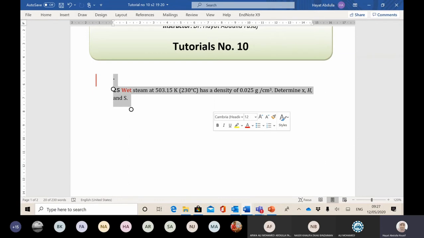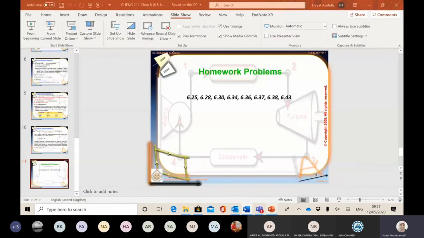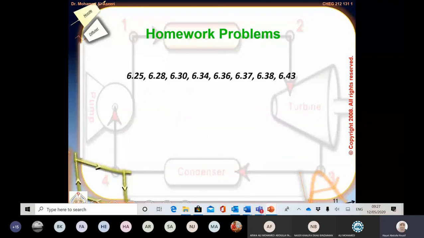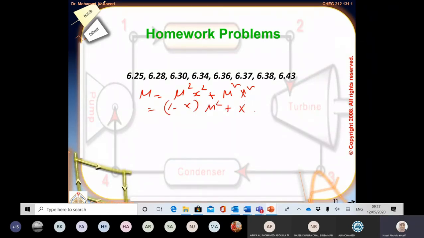But now when I want to substitute, let me just go to the PowerPoint slide again. When I say the property M is equal to M liquid X liquid plus M vapor X vapor, this simply means that to find the quality X, it's (1 minus X) M liquid plus X into M vapor, because X here simply means X vapor.